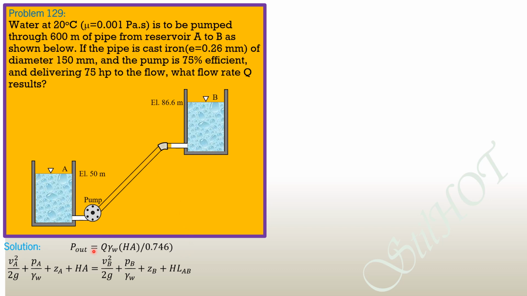So velocity head at A is negligible or 0, pressure head exposed to the atmosphere, so that's 0, elevation head is 50, then head added unknown, velocity head at B is negligible also, pressure head is 0, exposed to the atmosphere, elevation head 86.6, then we have head loss from A to B. So substituting, 0 plus 0 plus 50 plus head added equals 0 plus 0 plus 86.6 plus head loss from A to B. Therefore, the head added is 36.6 plus head loss from A to B.